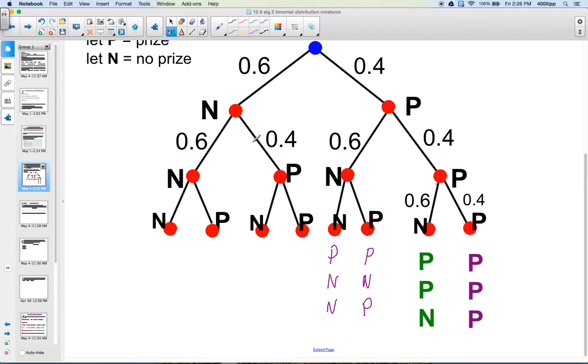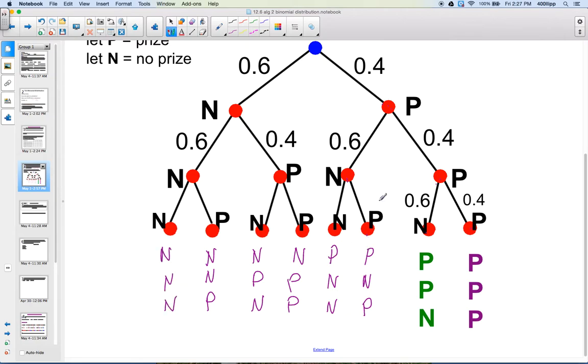This one is no prize, prize, prize: N, P, P. This one here, N, P, N. This one, N, N, P. And this one here, N, N, N, triple N.